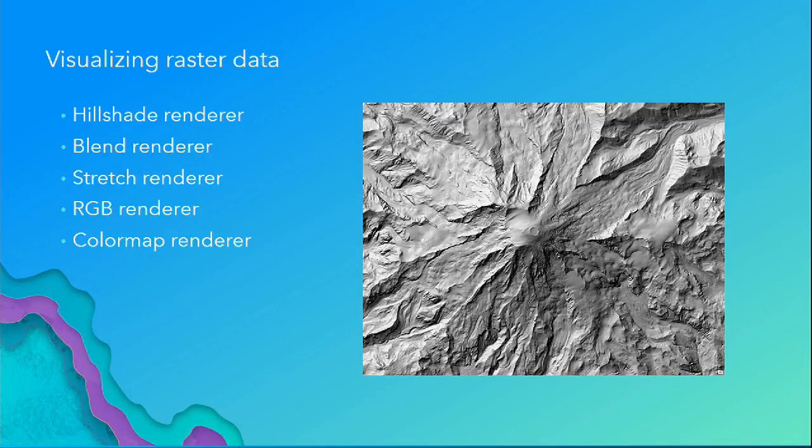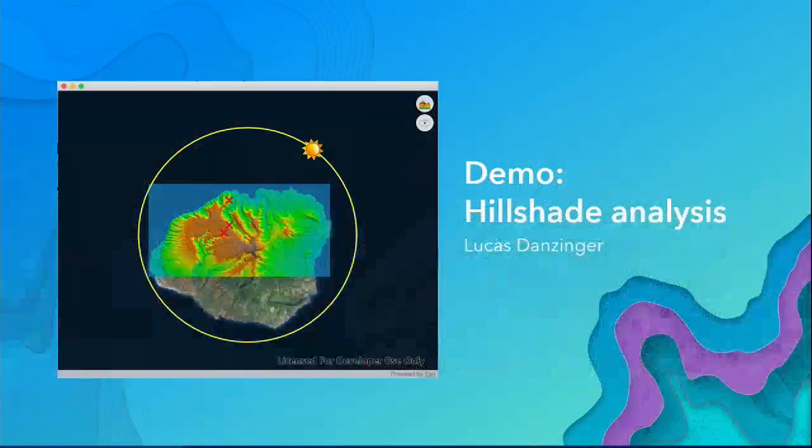Now we also have raster renders. They work in a similar way. We have the hillshade render, blend render, stretch render, RGB render, and color map render. I think hillshade render really lends itself to analysis because you can answer lots of common questions like where would the best place to be to plant a garden, or if you were to put up a new building in a cityscape, how would that affect the shadows on the rest of the city? So for that, I'm going to show another quick demo.